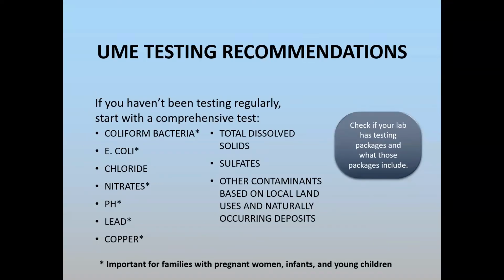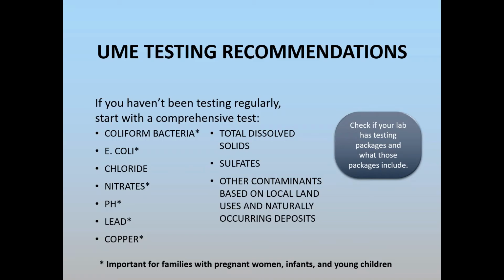When we make recommendations for testing private wells, which are not regulated by EPA, it's up to the owner of the well to test and treat that water quality. And this is what we recommend to test for. We annually test for coliform bacteria, E. coli, and nitrates. These are primarily indicators of some sort of contamination from animal waste, whether that be wildlife, pets, livestock, or human waste through septic systems. And obviously these are very important for families with pregnant women and infants, because they're more susceptible to contaminants.